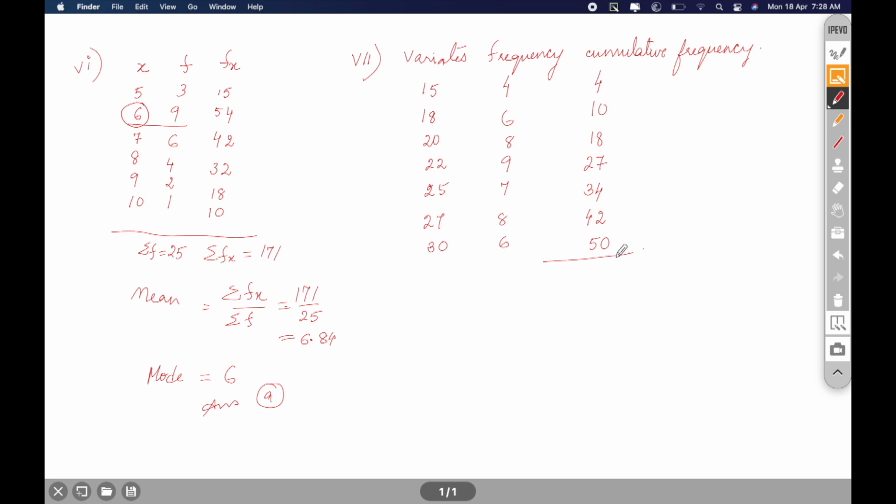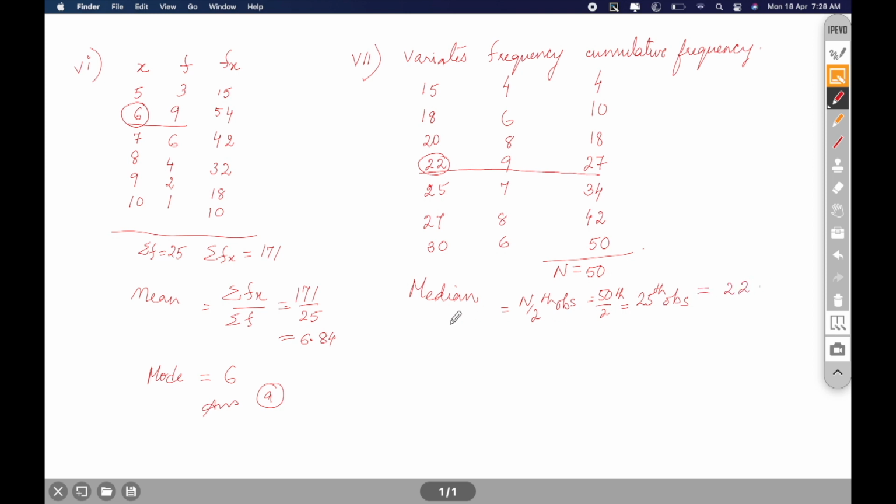So now to find the median we need the n by 2th observation. So n is 50 here. So median equals n by 2th observation, and that is 50 by 2, the 25th observation, right? So we will search for 25 in the cumulative frequency column. Since we don't have 25 here, the immediate next greater value is 27. So let us underline, and this variate, that is 22, is the answer to the median.